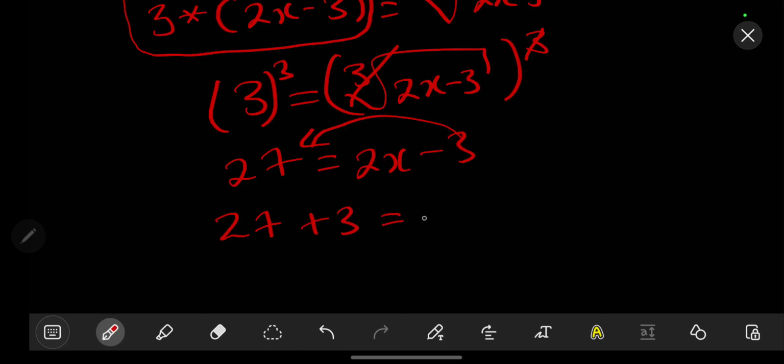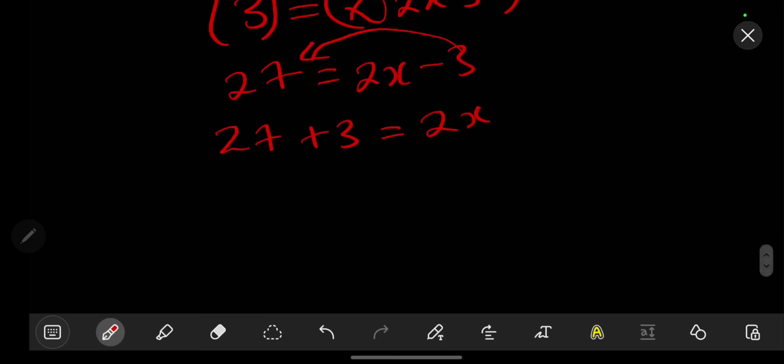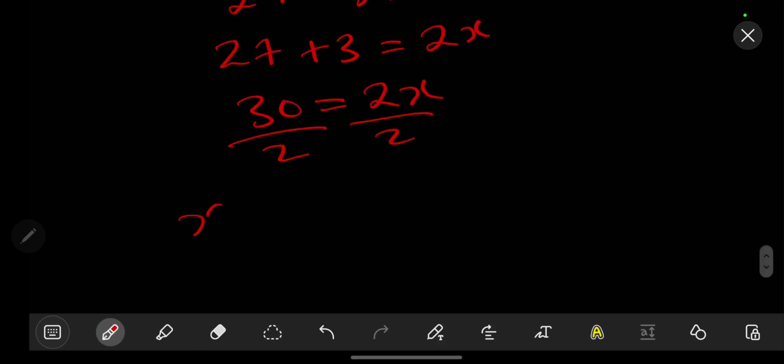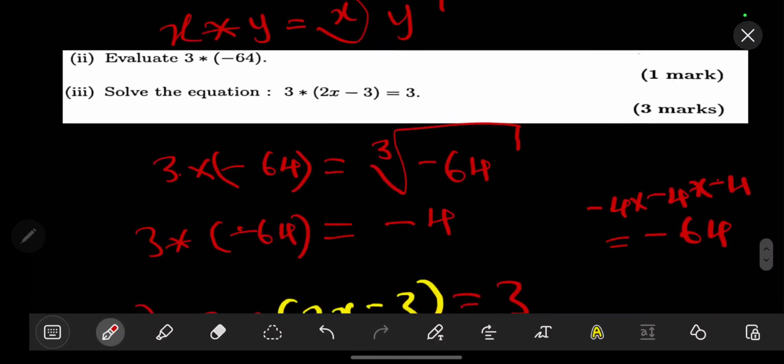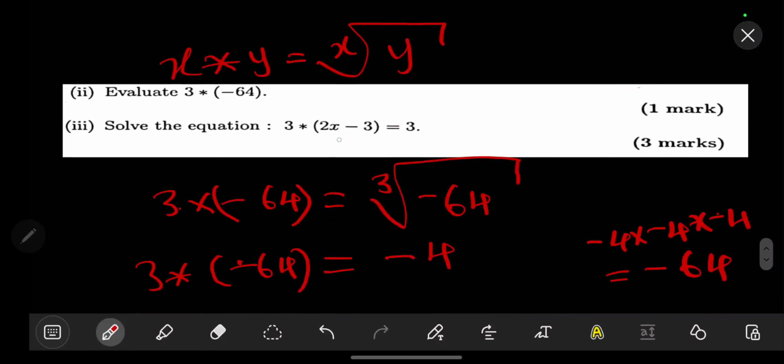We have plus 3 should be equal to 2x, which will be equal to 27 plus 3. This will be 30, should be equal to 2x. We divide by 2, we divide by 2. Our x should be equal to 15. So our x value is equal to 15. So that is how we can find the value of x. Let's move on to our next question.